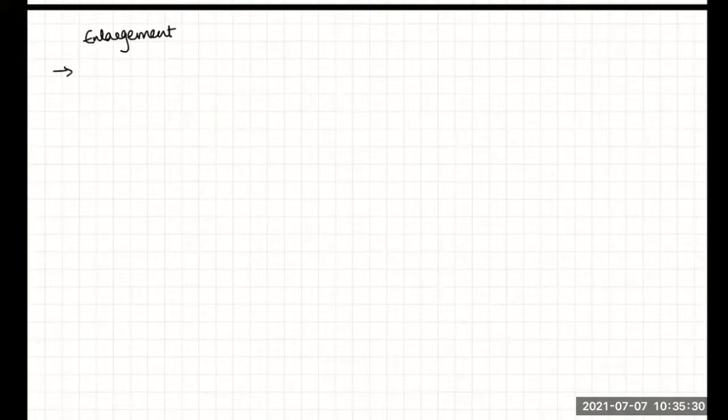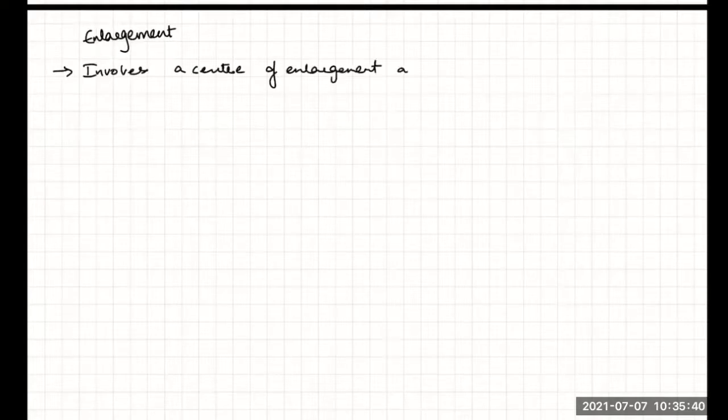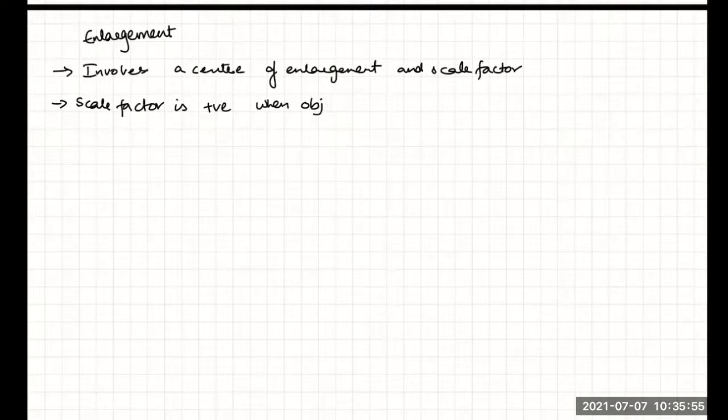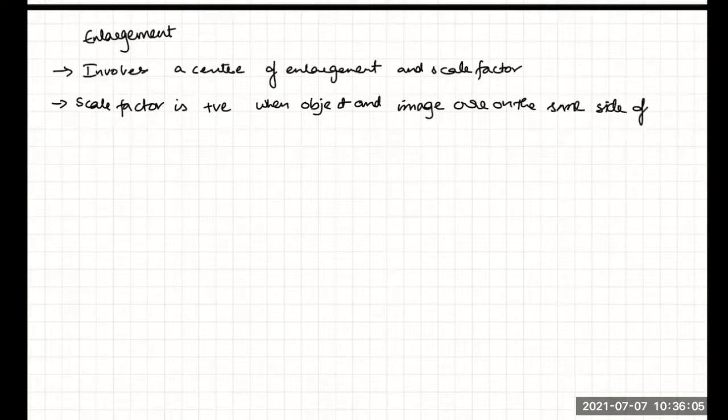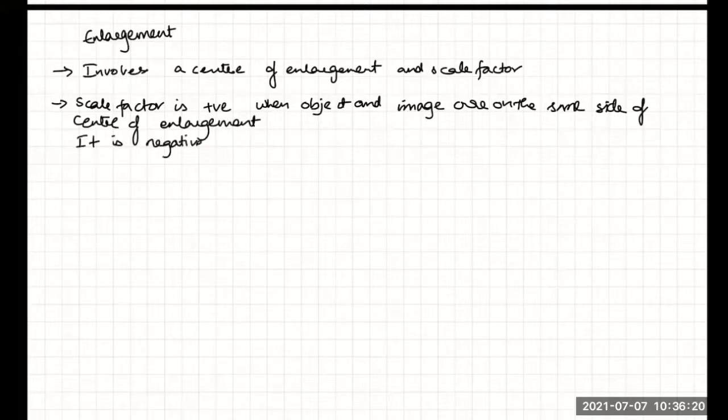Enlargement involves a center of enlargement and a scale factor. Something about the scale factor: the scale factor is positive when the object and image are on the same side. Same side of what? Same side of the center of enlargement. It is negative when they are on opposite sides.